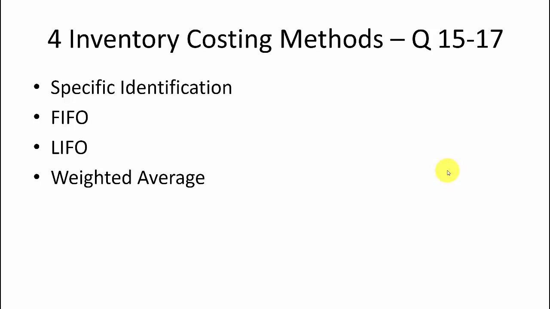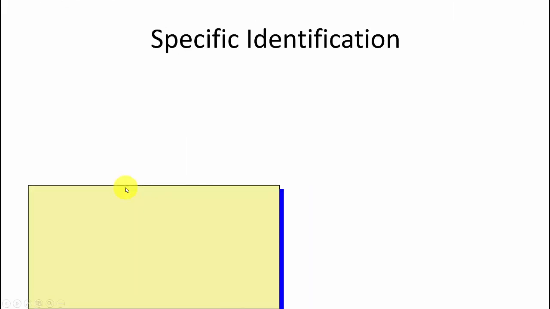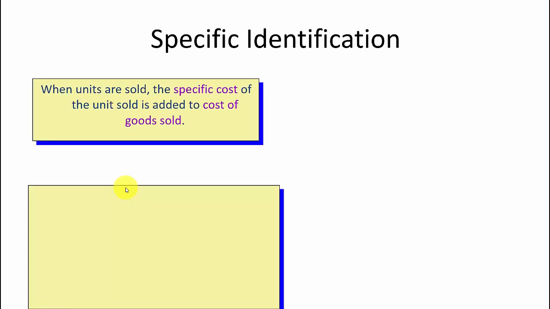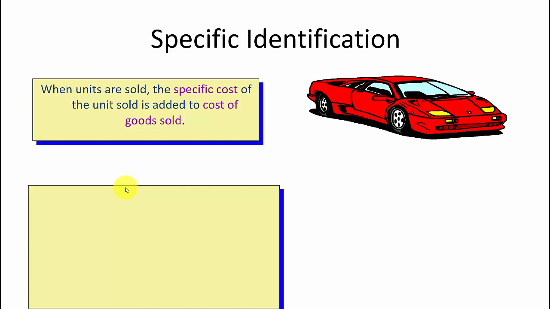Now, there are 4 costing methods that we're going to talk about, which deals with questions 15, 16, 17. And they are specific identification, FIFO, LIFO, and weighted average. FIFO stands for first in, first out. LIFO stands for last in, first out. And let's see what each of these are about. The specific identification method is used whenever you have usually large ticket items like cars or computers or some kind of a big expensive thing that sometimes has a serial number.